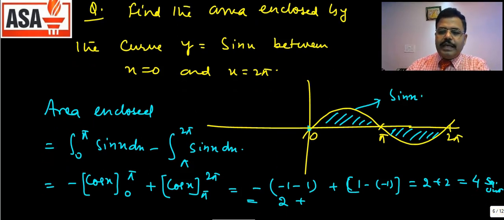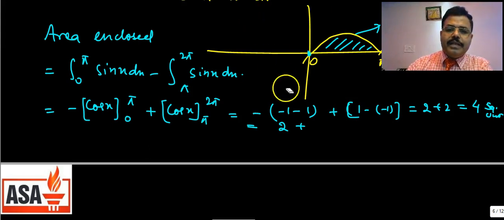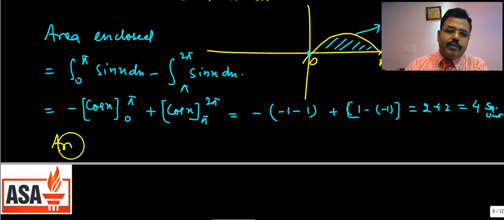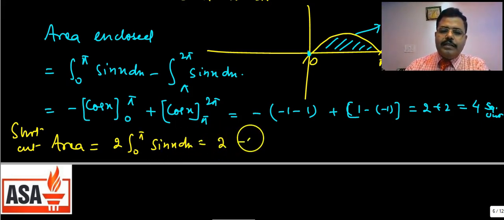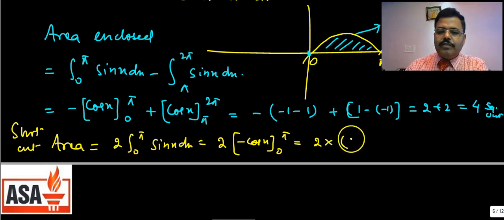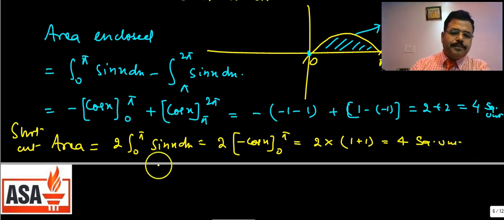But one can do it like this also. Here also it is symmetrical, so you can find the area as twice the area. The shortcut is area equal to twice the integral from 0 to pi of sin x dx. So you can calculate 2 times minus cos x from 0 to pi. That will be 2 into cos pi is minus 1, so this is 1 plus 1. This is 4 square unit. So you can calculate like this also.